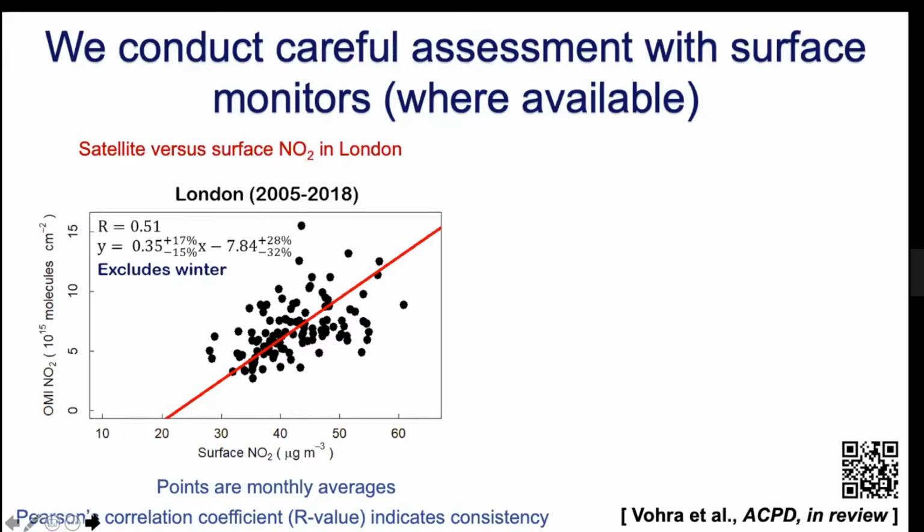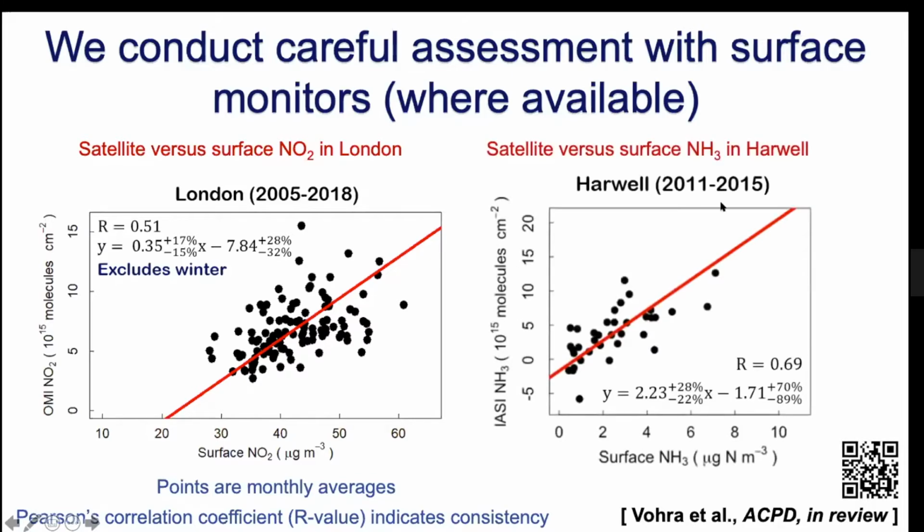The story is not the same for the other pollutants. So for ammonia, I told you there were just 3 super sites which are doing continuous monitoring. So we did not get any observations for London. So instead we went 100 kilometers west of London to Harwell and got the surface ammonia concentration from that one site around the satellite overpass time.